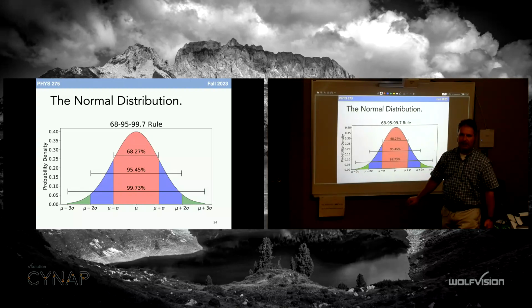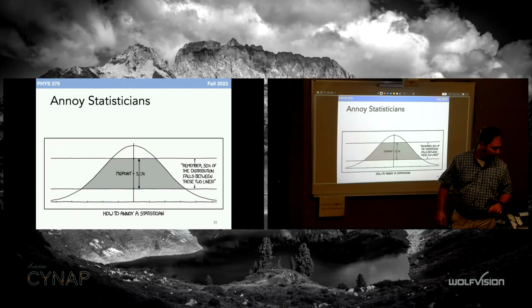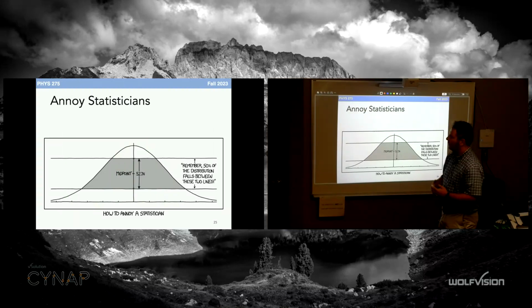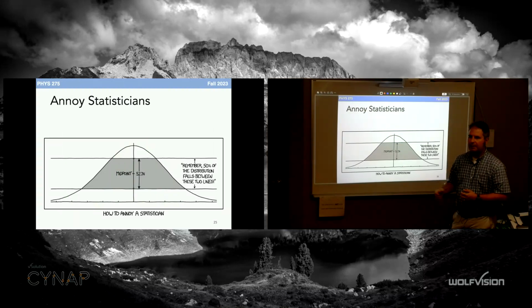So how big is your class? This is the fun part. We always put XKCD in there, right? Because this is the greatest way to annoy statisticians. You go, oh, well, this is also a midpoint.